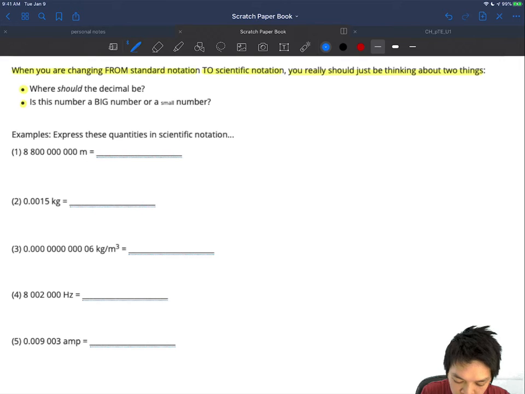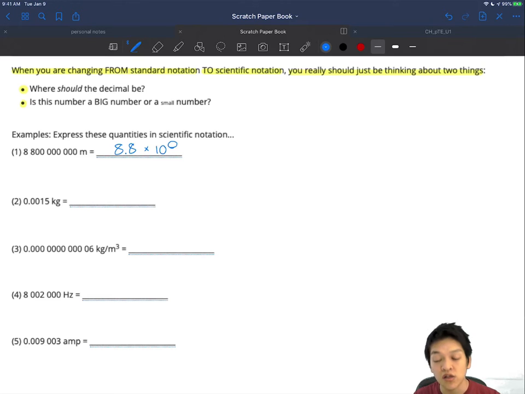Okay, we have, well, this is certainly a big number. Where should a decimal be? Well, the decimal should be after the first non-zero number. So 8.8. Now you don't have to include any of the zeros afterwards. Okay, so 8.8. Now it's going to be times 10 to the, if we're writing in scientific notation. And since this number is a big number, we're going to have an exponent that's going to be positive.